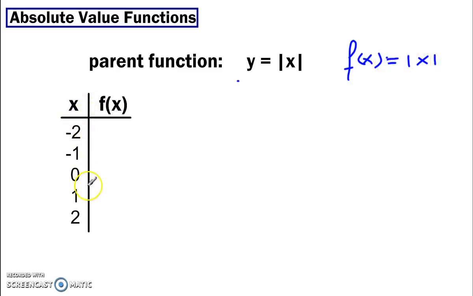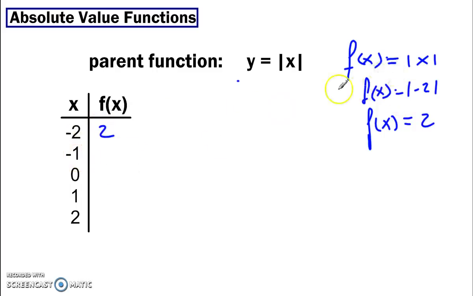Okay, so if we want to complete this table here, if x is -2, I plug in -2 over here. The absolute value of that is +2, so replace this with +2. Absolute value of -1 is +1. Absolute value of 0 is 0. Absolute value of 1 is also +1, and of 2 is also +2. So you'll notice we have 2, 1, 0, 1, 2. So this is going down, down, and then back up again.